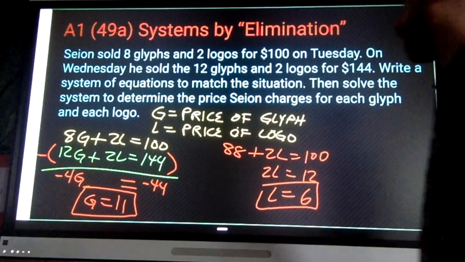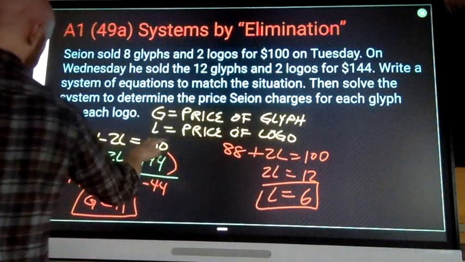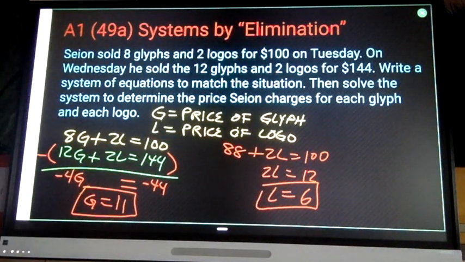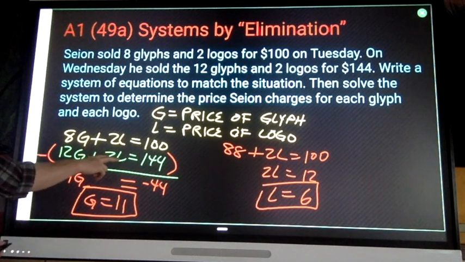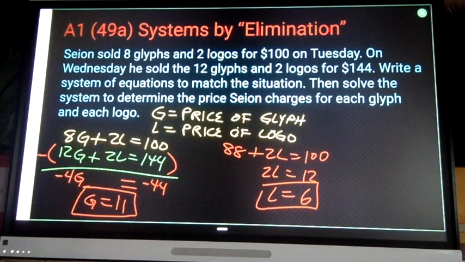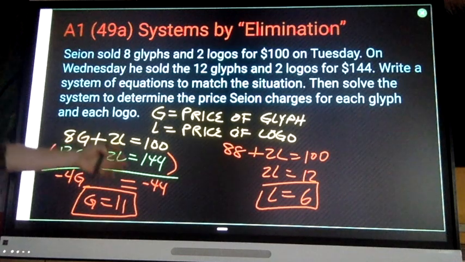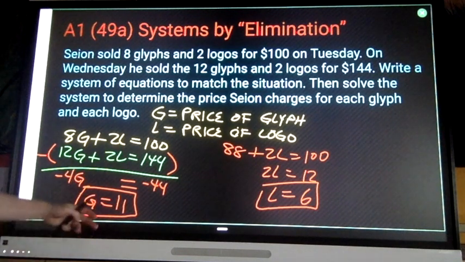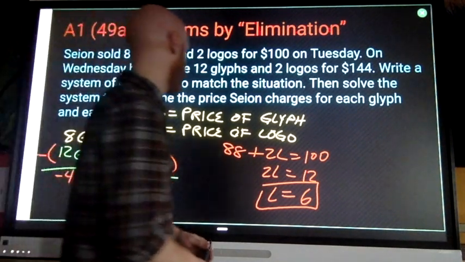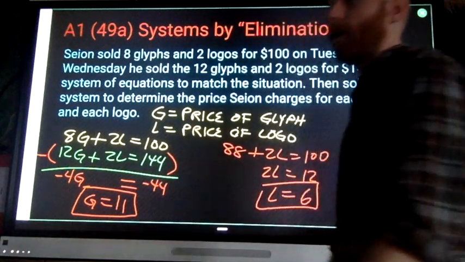Double checking that that works. We used the top equation to create it, so we know that's going to work. 88 plus 12 is 100. Bottom equation, 11 times 12, 132, plus 2 times 6, 12, 132 plus 12 is 144. Okay? So, he charges $6 for a logo, $11 for a glyph.